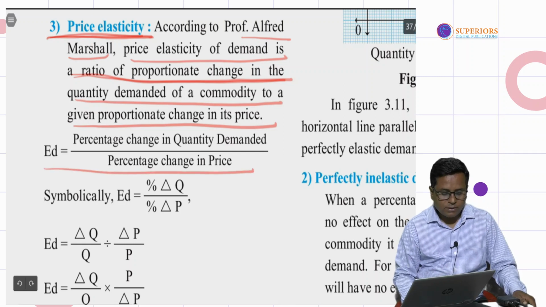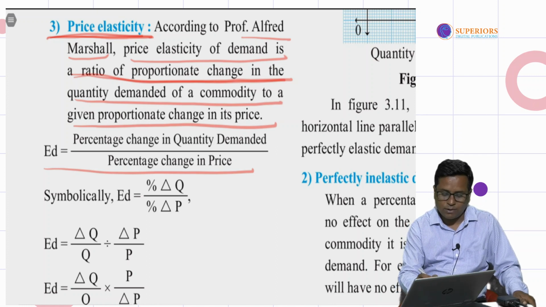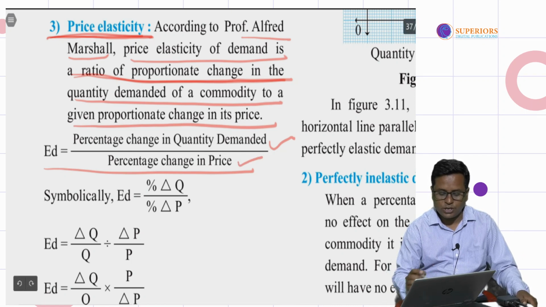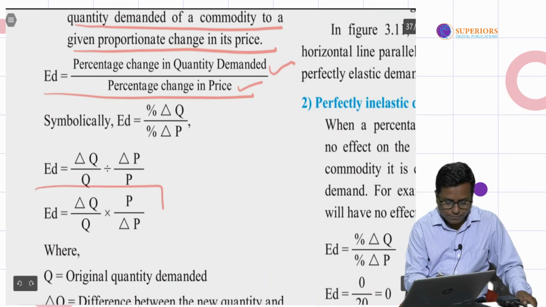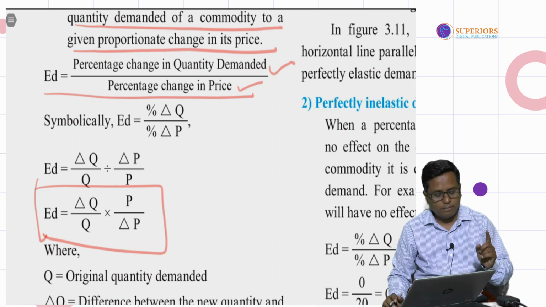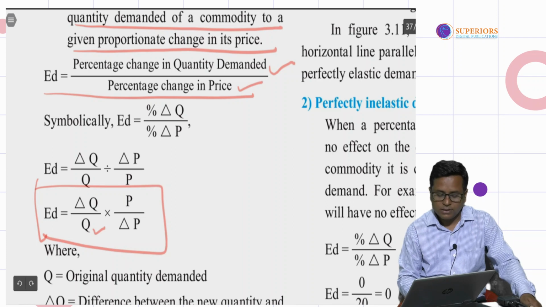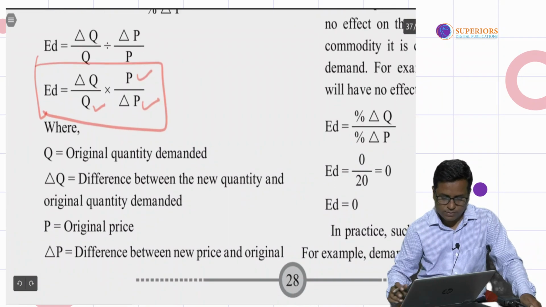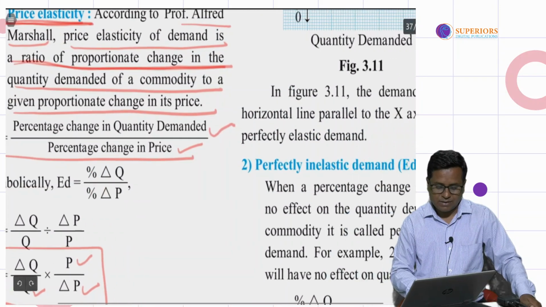Symbolically, price elasticity of demand is equal to percentage change in quantity demanded divided by percentage change in price. Its formula: elasticity of demand is equal to change in quantity demanded divided by original demand, into original price divided by change in price. Okay, so this is the concept of price elasticity of demand.